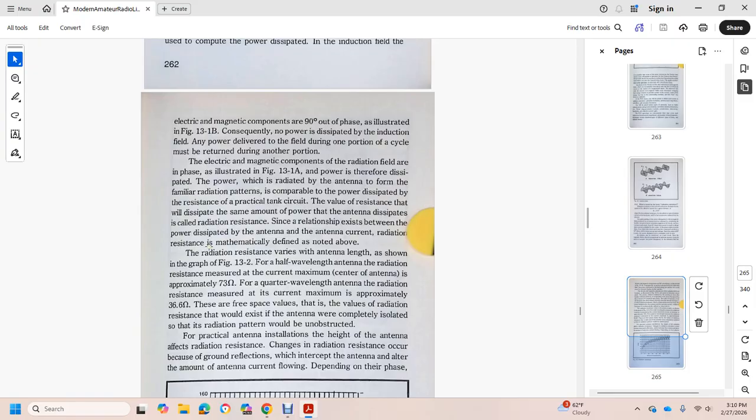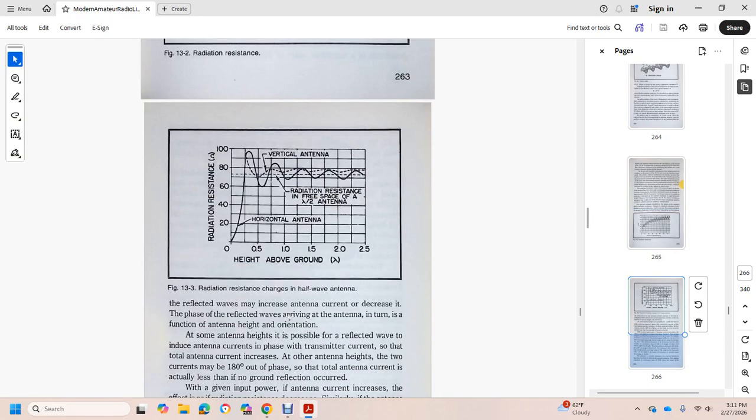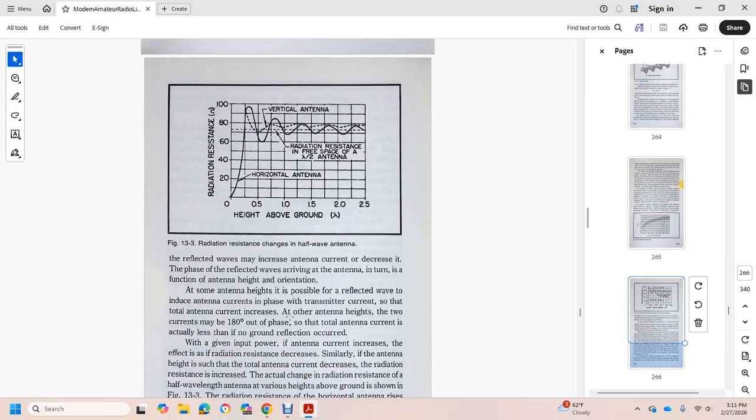However, the antenna's surroundings affect the radiation resistance curve, because of ground reflection and the interception of the antenna's field, which alter the amount of antenna current flow depending on phase. The reflected wave increases or decreases the antenna current, depending on the phase of the reflected wave arriving at the antenna, which is a function of antenna height and orientation.